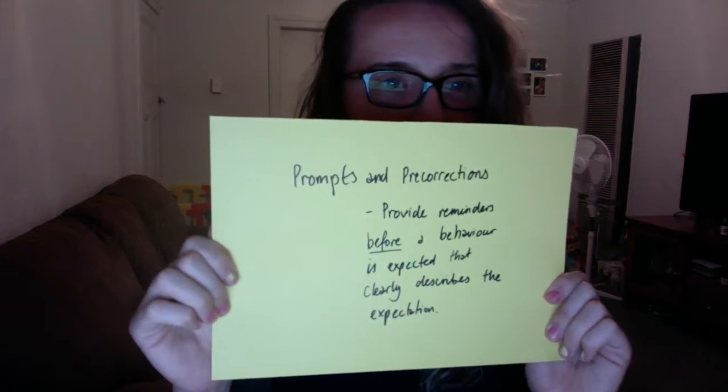Which brings me to the final part of my presentation, prompts and pre-corrections. Ignore my terrible nail polish. Put simply, this is the ability to make the problem behaviour irrelevant with anticipation and reminders. Before I start here, I think it would be a bit naive going in thinking you're going to have this skill. I think this is something that comes with a lot of experience, but that's just my opinion.